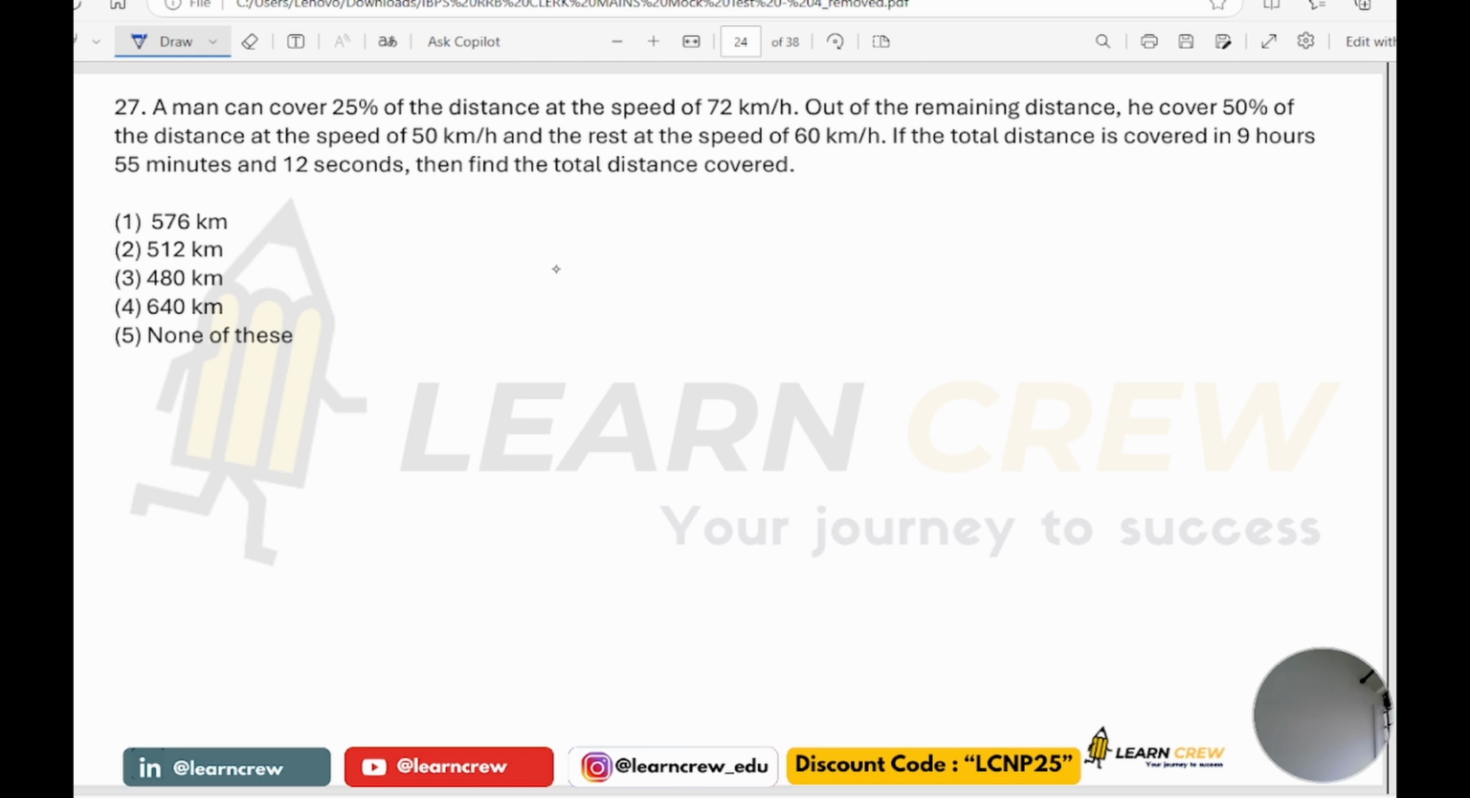So, let the total distance be 100x. So, it is given that 25%, 25x at a speed of 72, 37.5x at a speed of 50. And remaining 37.5x at a speed of 60.